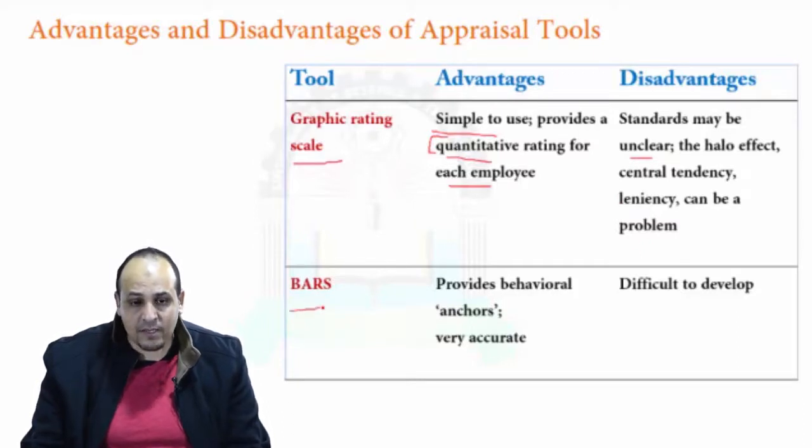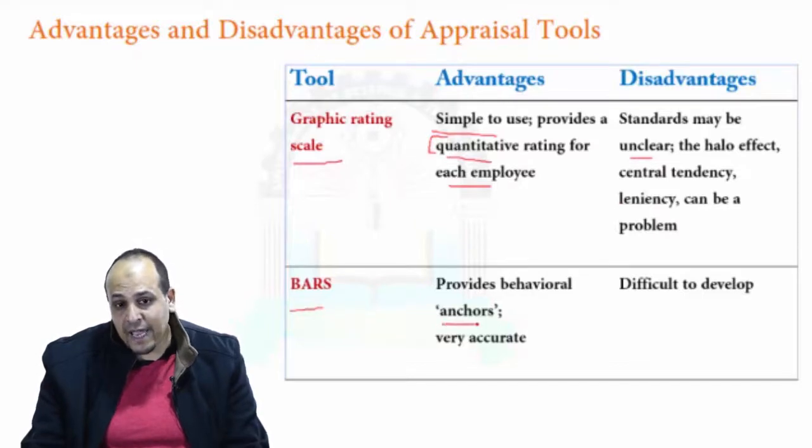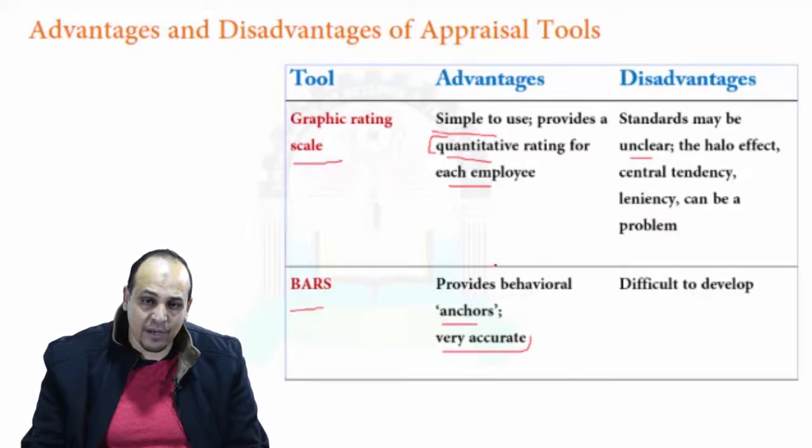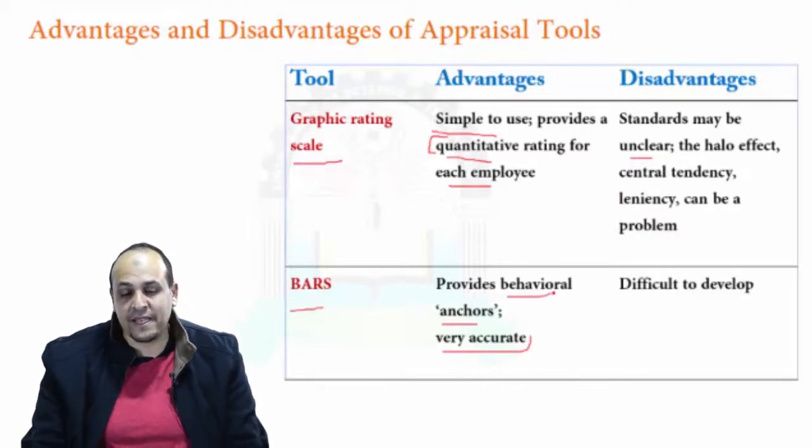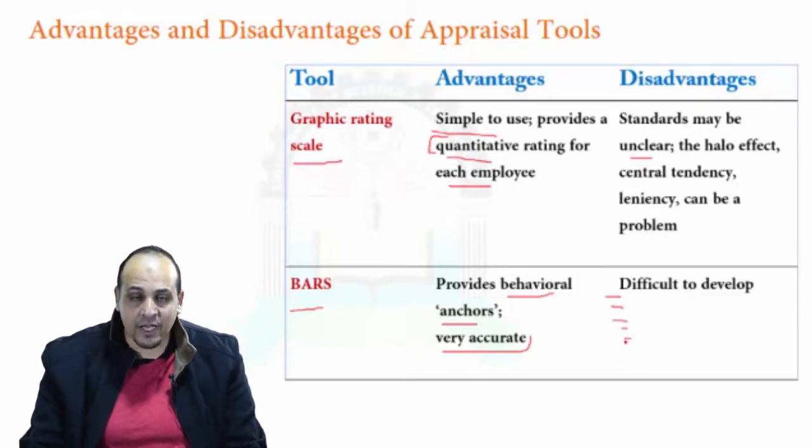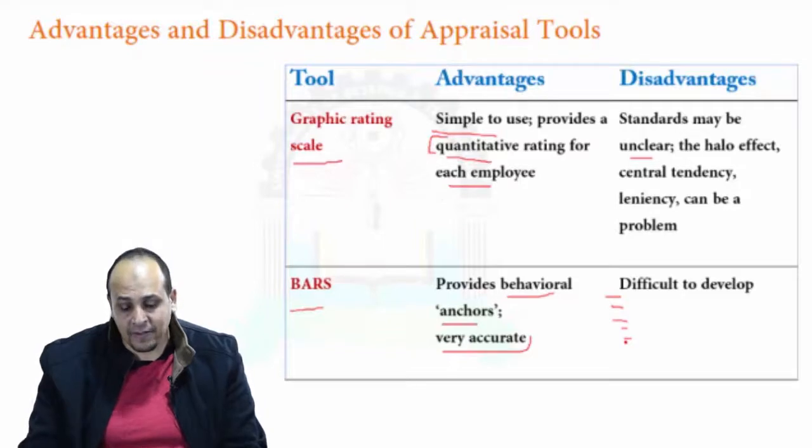Now the use of BARS as another tool provides behavioral anchors, very accurate. Unlike the previous one, we're talking about the actual performance, behavioral. But the problem here is that it can be difficult to develop because you have to come up with the incidents that should be done, considering superior and inferior kinds of events.